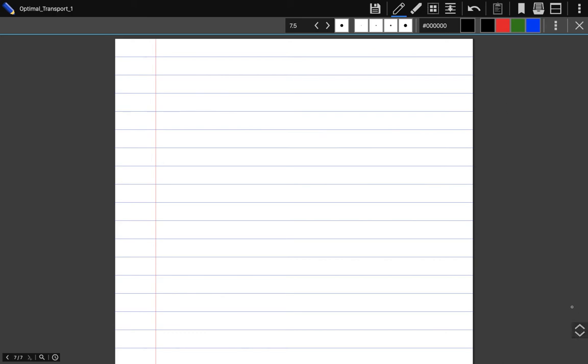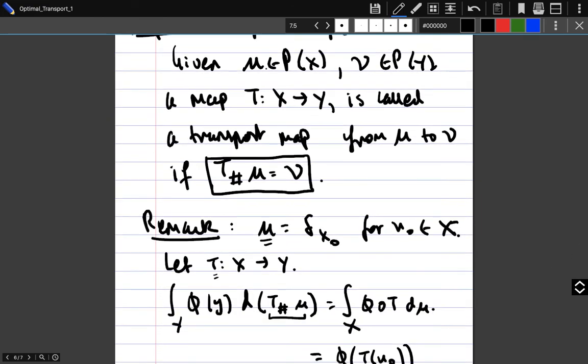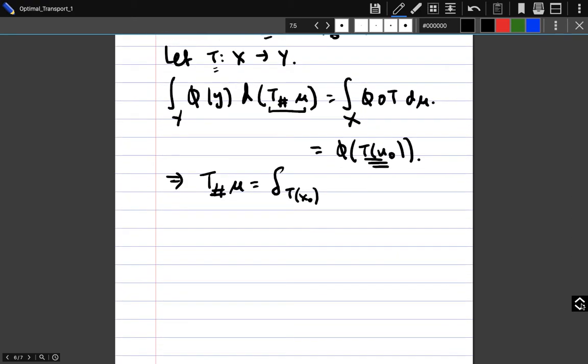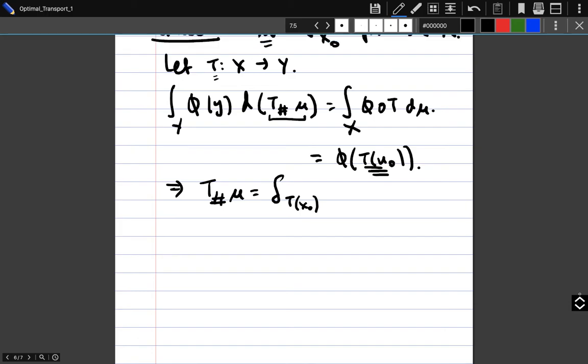Now there's another notion that's important when we discuss transport maps. We notice there's a problem with this definition: it's not always the case that for any mu and nu, you'll be able to find a transport map. So perhaps we need a more relaxed version of transport map, and that's called a coupling, or a transport plan, depending on the books that you're reading. Let's define what a coupling is.